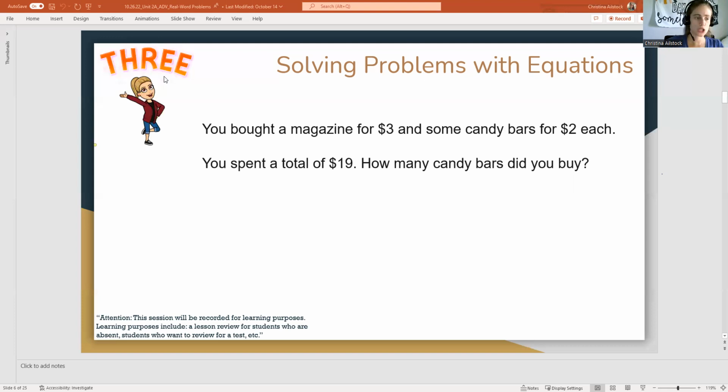So if we have this problem here and I read it for the first time, it says you bought a magazine for $3 and some candy bars for $2 each. You spent a total of $19. How many candy bars did you buy? You could, and there's nothing wrong with this strategy, solve this problem by doing what I call the guess and check method, where you could kind of look at your information and tally things up, do the math off to the side, and use that to answer the question to figure out how many candy bars it was. That's a good strategy.